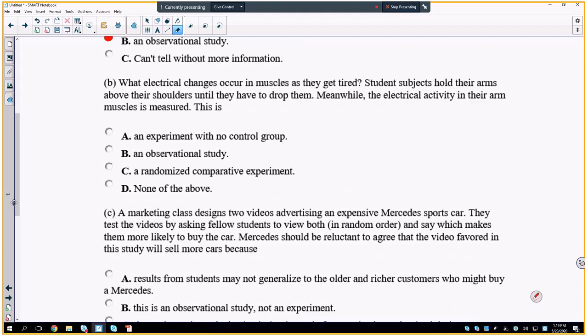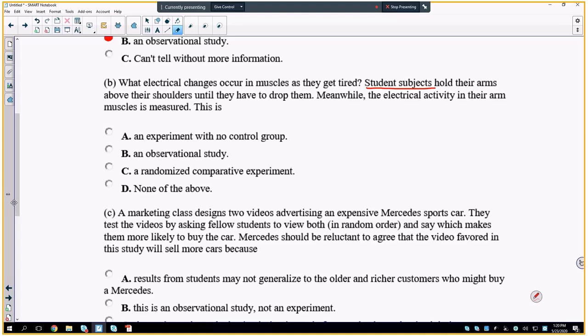Another example, what electrical changes occur in muscles as they get tired? Student subjects hold their arms above their shoulders until they have to drop them. Meanwhile, the electrical activity in their arm muscles is measured. Because it says student subjects hold their arms, it seems like all of the students hold their arms. We've got some group of students, and all of them are doing one action, and then we're seeing what happens. So is this an experiment with no control group, an observational study, or a randomized comparative experiment?